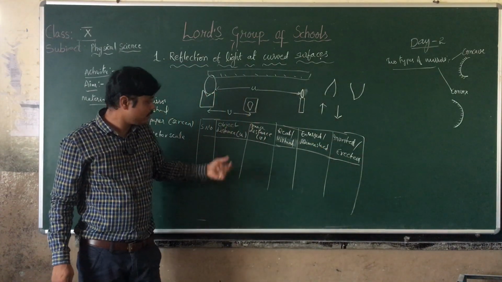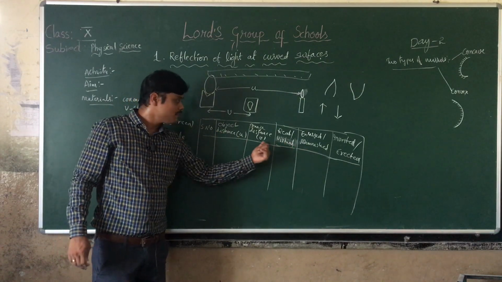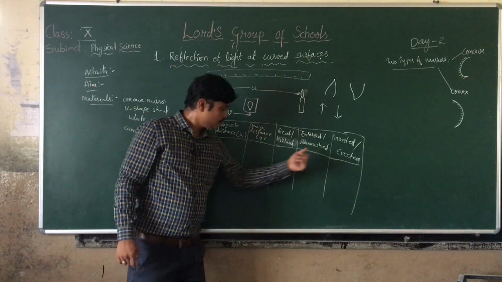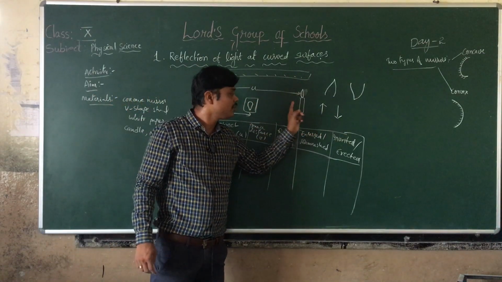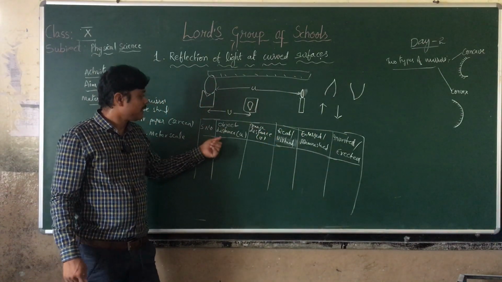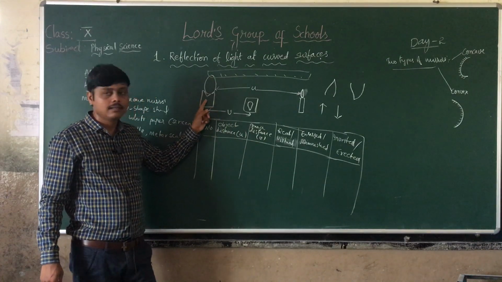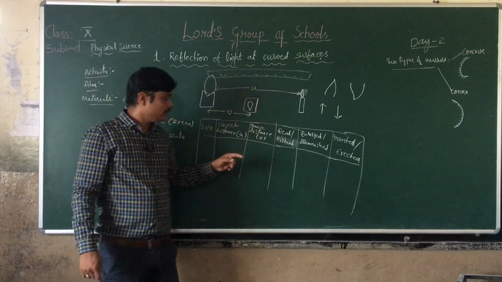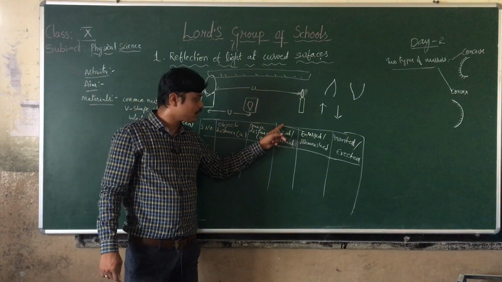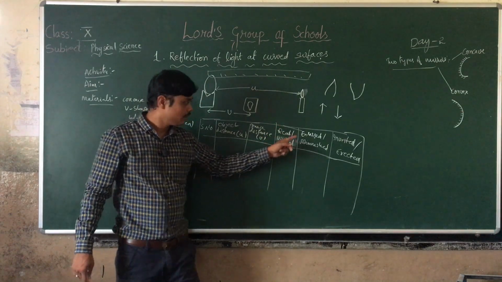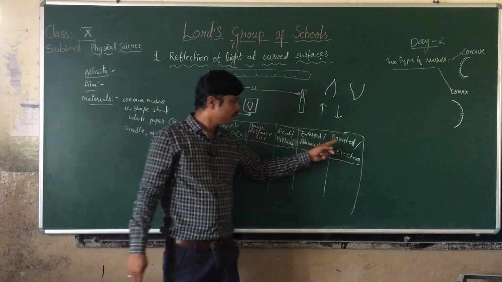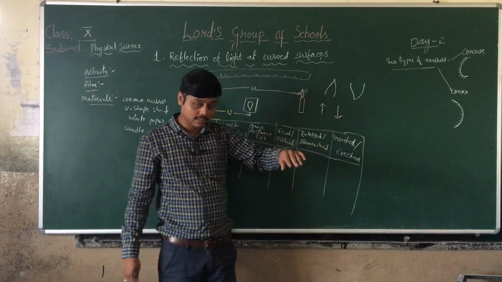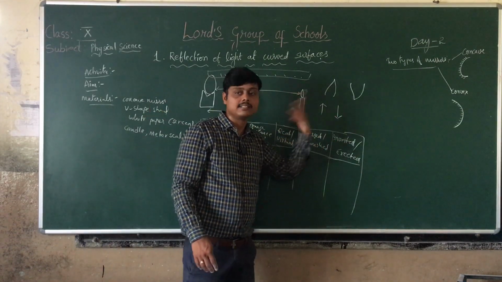I think, what are the headings we have written in the table here. First one, object distance, the distance between the mirror and the candle. Next, the image distance, the distance between the mirror and the screen. Next, real or virtual, which can be caught on the screen, which cannot be caught on the screen. Enlarged, increased in size, diminished, decreased in size. Inverted, reverse in position, erected, as it is.